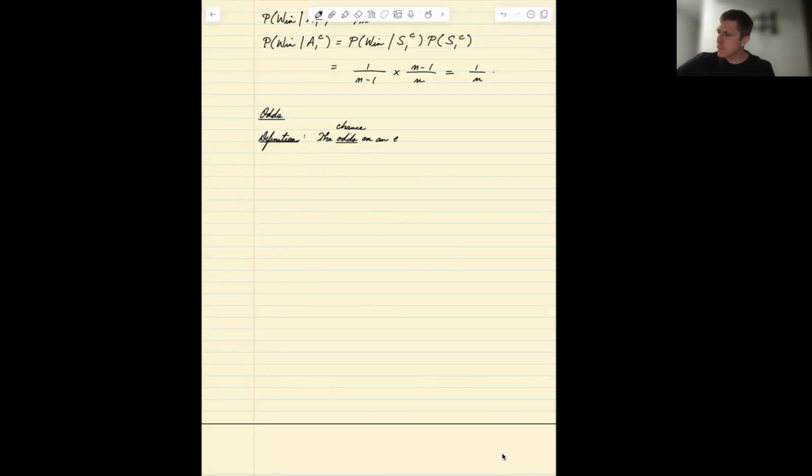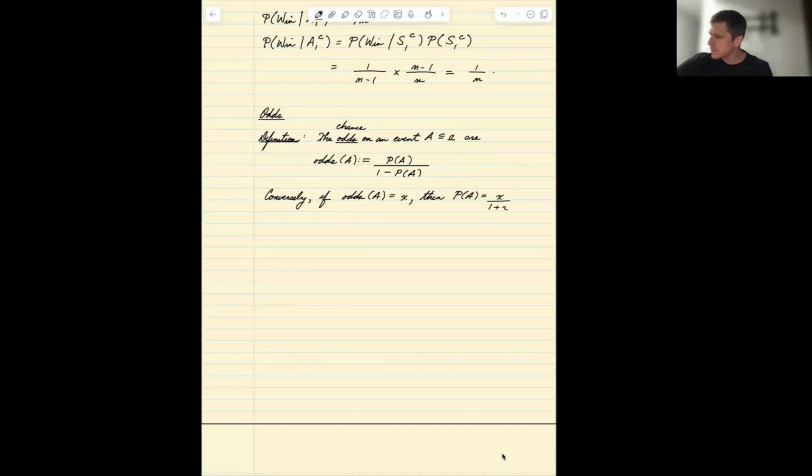The odds on an event A are defined by, we'll write, odds of A is equal to probability of A divided by 1 minus probability of A. Conversely, if the odds on A are given as X, then the probability can be recovered as X over 1 plus X. Okay.